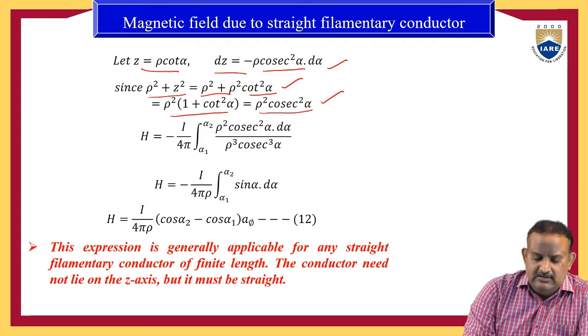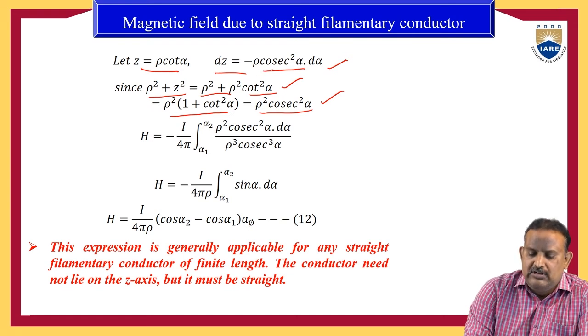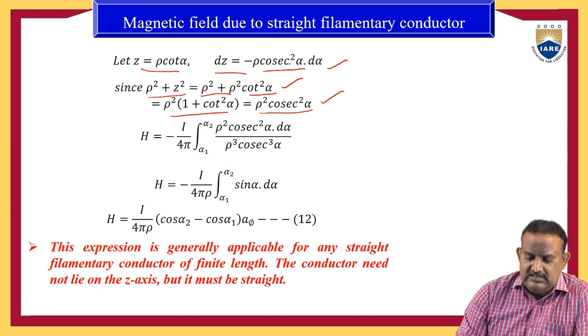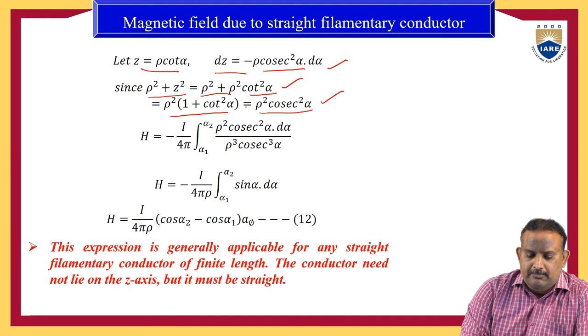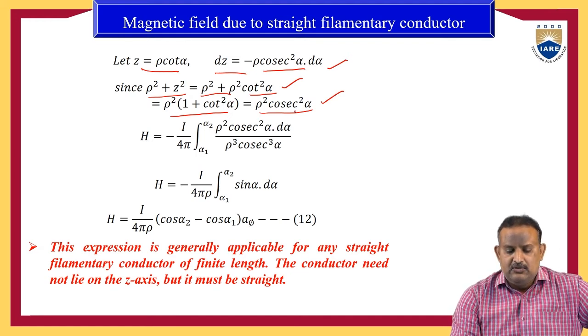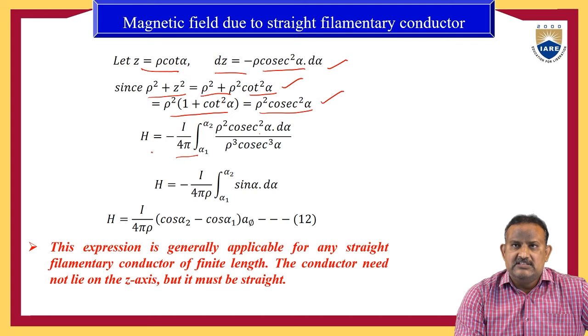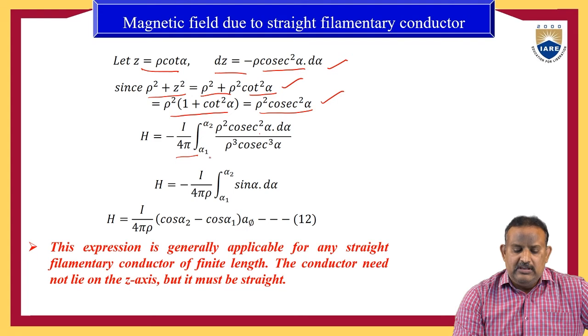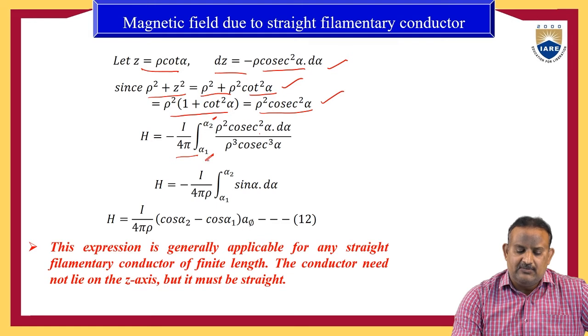Then if you substitute in the equation, here H is equal to, already the minus is there, so it is minus dz equal to minus rho into cosecant square alpha d alpha. Already rho is there. Therefore it becomes minus rho square cosecant square alpha over rho cubed cosecant cubed alpha, with I there. You can keep I by 4 pi outside. Therefore, the magnetic field intensity H is equal to minus I by 4 pi times the integral, where we apply the limits alpha 1 to alpha 2. A makes an angle of alpha 1 and B makes an angle of alpha 2. Therefore, we need to apply the limits alpha 1 and alpha 2.